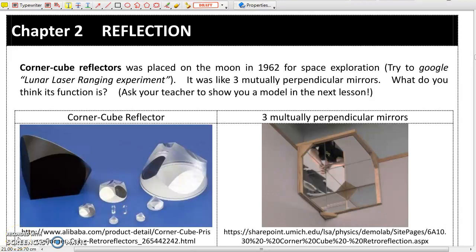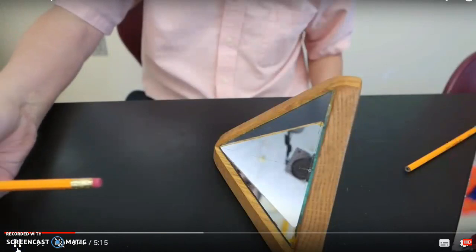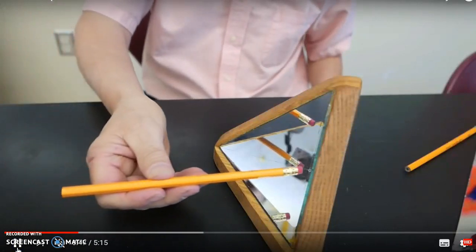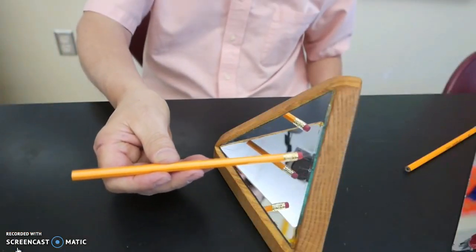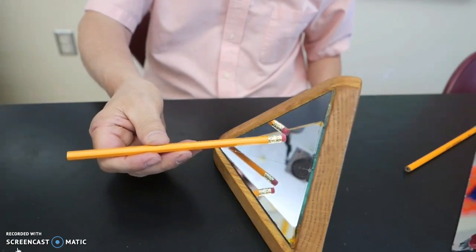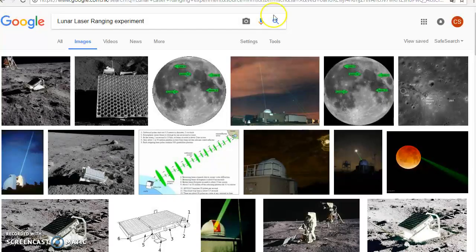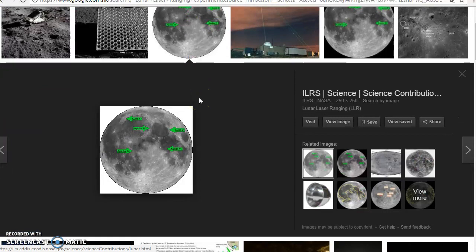Chapter 2. Reflection. Corner-cube reflector is also called rectangle reflector or corner-cube prism. Its structure is simply three mutually perpendicular mirrors, and it always reflects light back to their original direction. That's interesting, right? Since 1969, there are 5 sets of corner-cube reflectors placed on the moon.